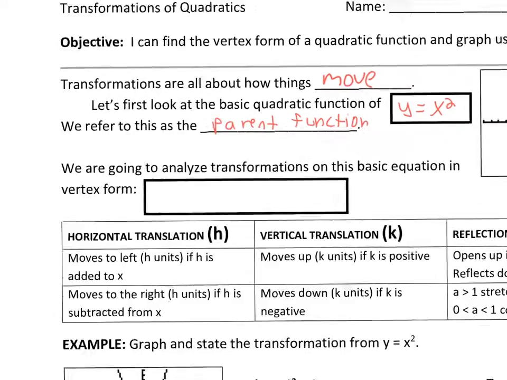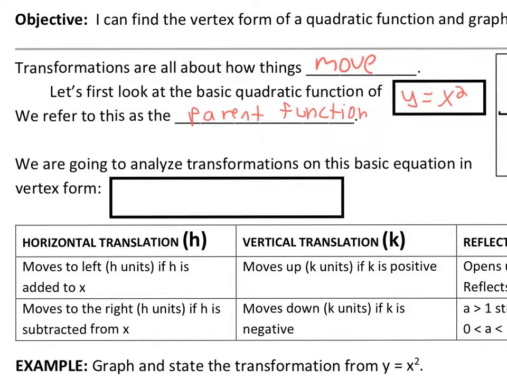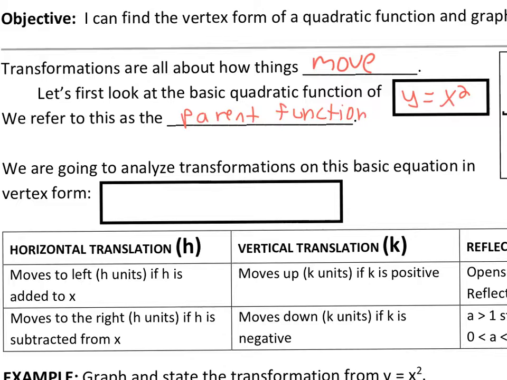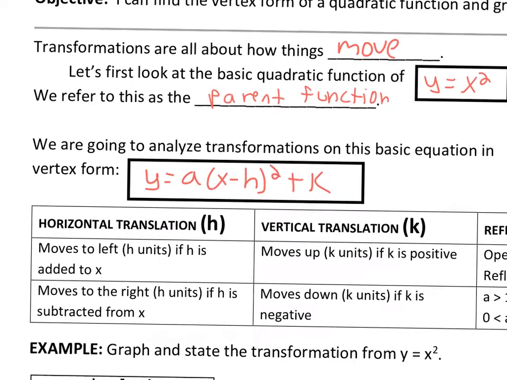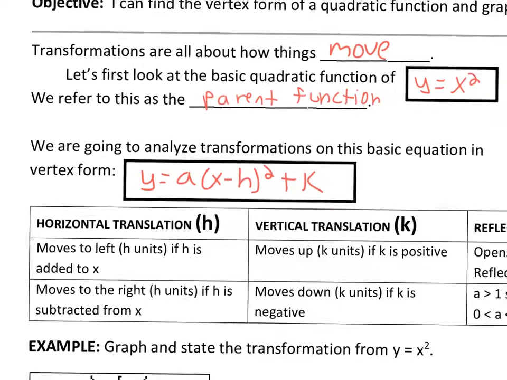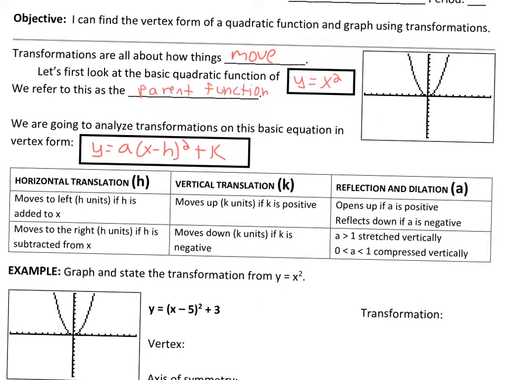Well, not always, but for now, we're going to look at the vertex form of an equation, which you've seen before: y equals a times x minus h squared plus k. You have learned this before. A, h, and k all stand for some integers, either negative or positive. And this description, the h, k, and a, describes what happens to the parent function when you start adding these numbers in there.